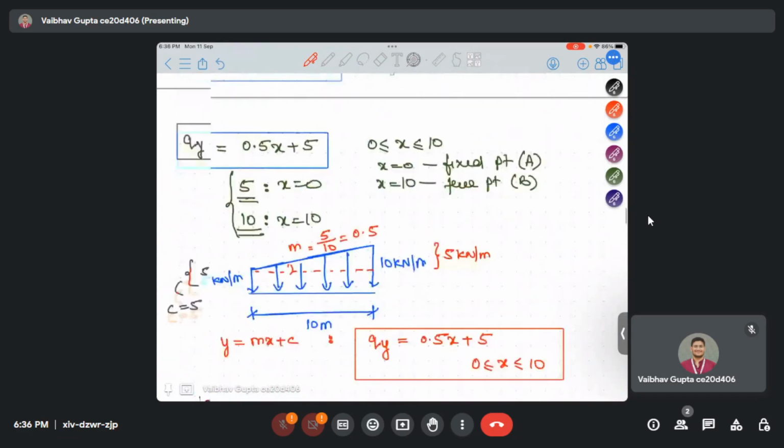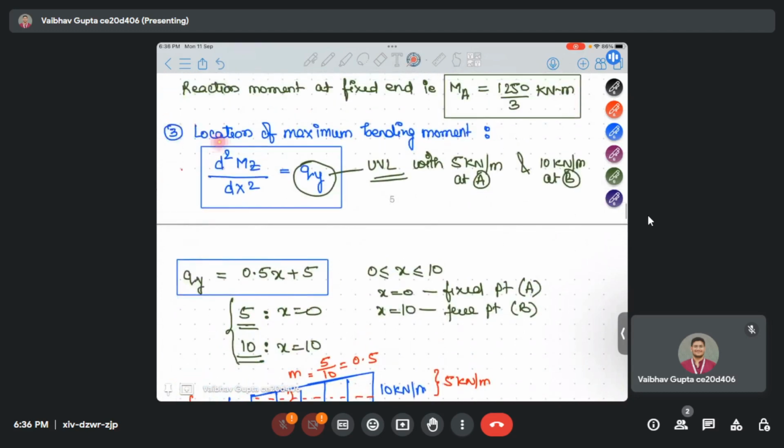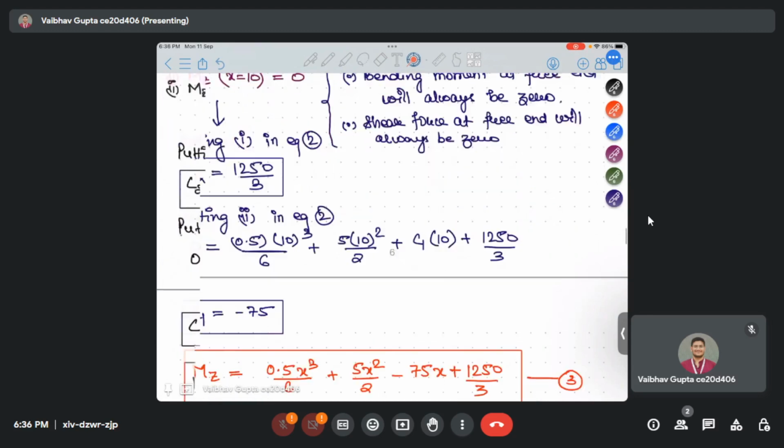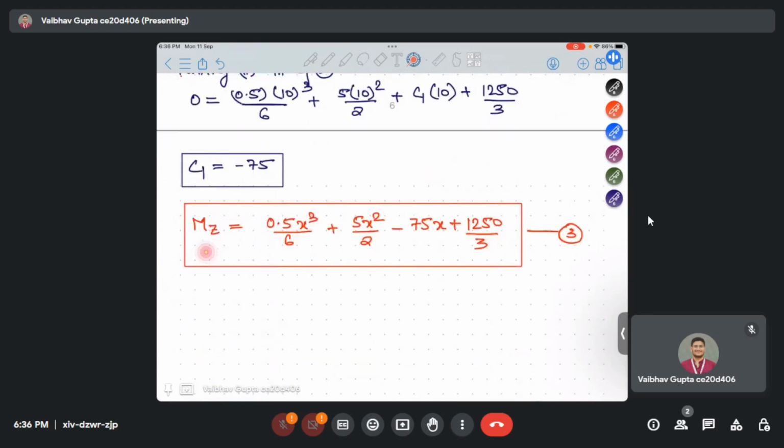Here it is asked: location of maximum bending moment. So we have found the bending moment equation. To find the maximum of some value, what do we do? We just differentiate that expression and put it equal to 0. Wherever the location is, it will be termed the maximum location, and the value corresponding to that location will be termed the maximum value.